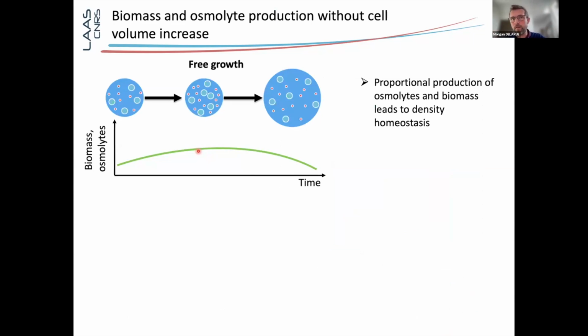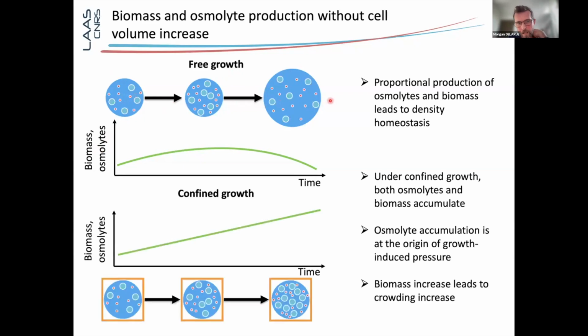But to understand how they grow when they are confined, we need to understand how they grow when they are not confined. So when cells grow, they accumulate biomass, that would be the big blobs, and osmolytes, that would be the small red dots. Osmolytes are essential for cells to swell through osmotic differences, such that water can go in. And osmolyte and biomass production have to be proportional somehow in order to keep the intracellular concentration, the intracellular density, constant.